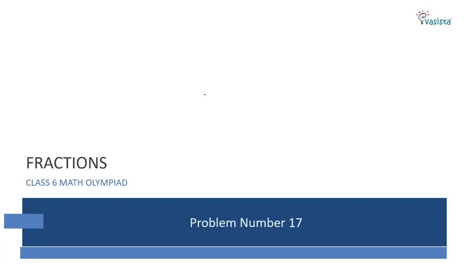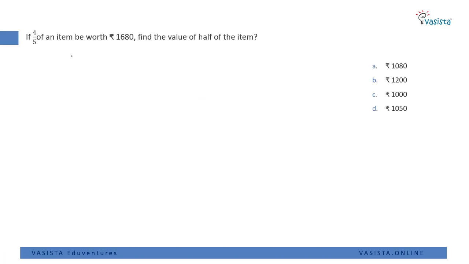Let me go with the 17th problem here. If 4/5 of an item be worth 1680, find the value of half of the item. Let's see how you can do it, because we don't know the actual value.